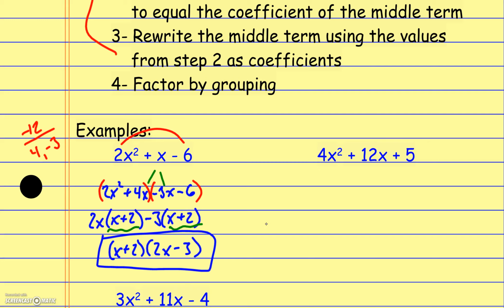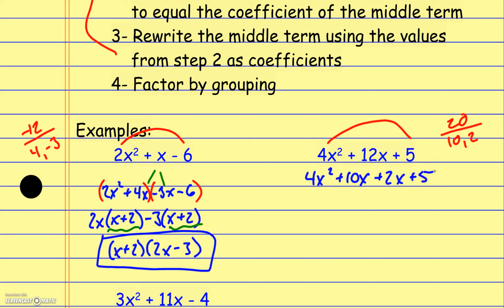So I build a bridge, I split up the middle term, I factor by grouping. If I do the same thing with the next one, again, I build a bridge. 4 times 5 is a 20, positive 20. And 2 numbers that multiply to a positive 20 but add to a positive 12 are going to be a 10 and a 2. So now I split up the middle term, so I rewrite this as a 4x squared plus 10x plus 2x plus 5.